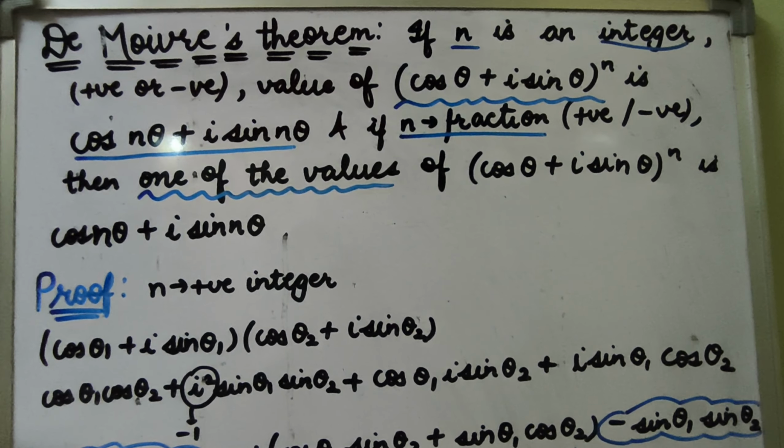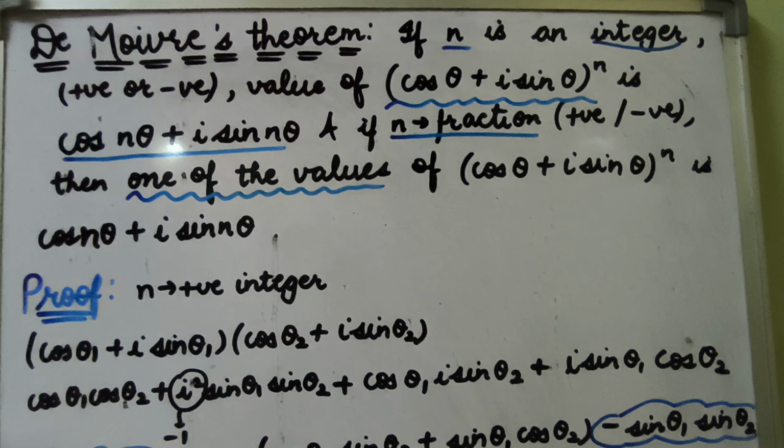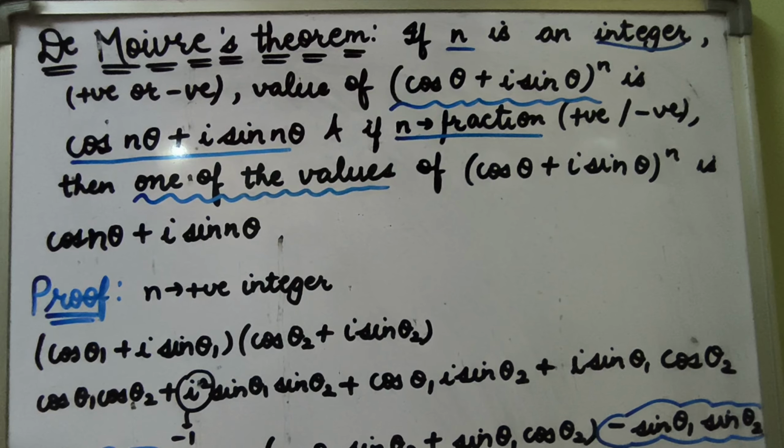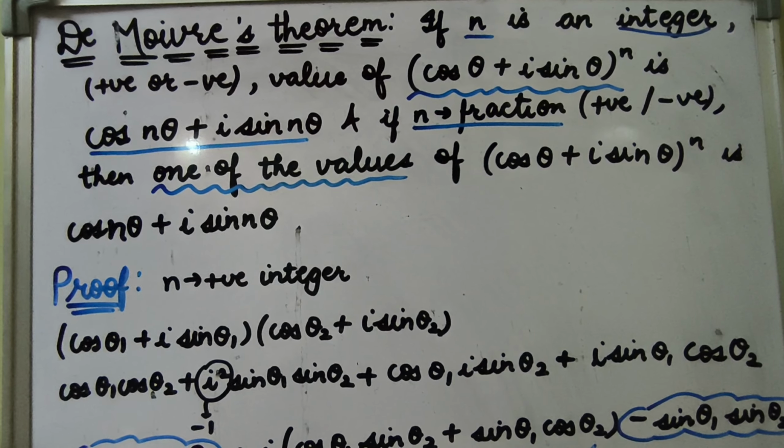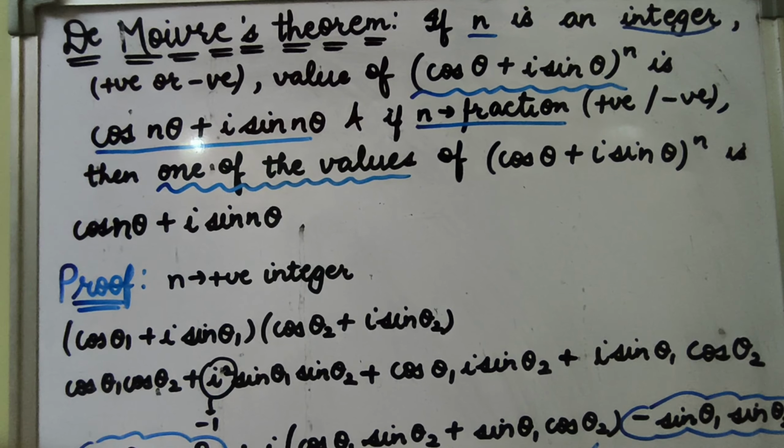So our question is: state and prove de Moivre's theorem. If n is an integer, positive or negative, the value of (cos theta + i sin theta) to the power n is cos n theta + i sin n theta.